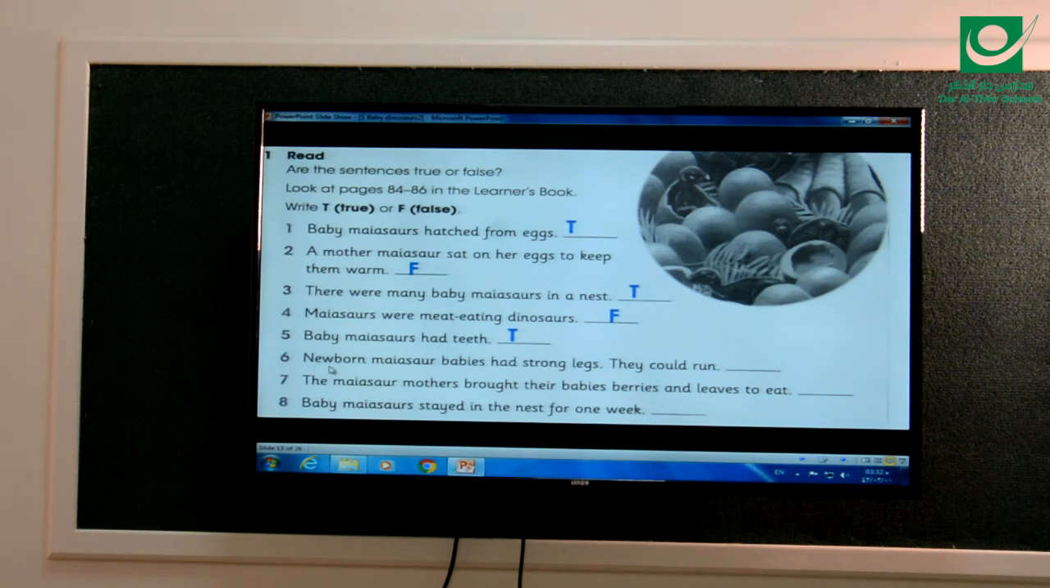Number 6, newborn Maiasaur babies had strong legs. They could run. It's false. Number 7, the Maiasaur mothers brought their babies berries and leaves to eat. The answer is true. Number 8, baby Maiasaurs stayed in the nest for 1 week. The answer is false. I want you to give yourself a big hand because you did a big effort. Let's move to the next part.